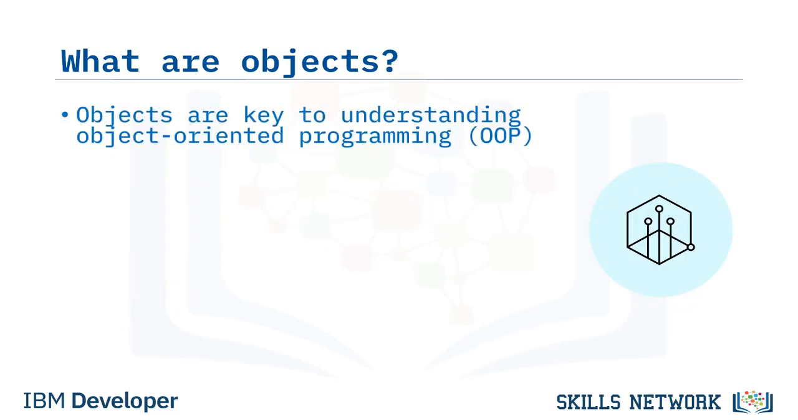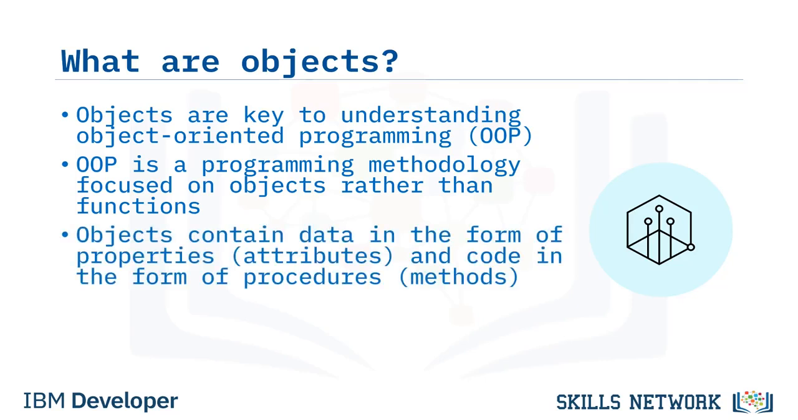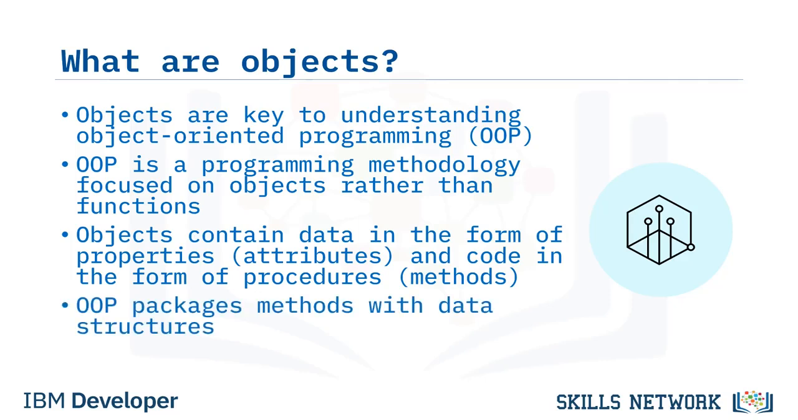Next, let's look at the concept of objects. Understanding what objects are is key to understanding object-oriented programming. Object-oriented programming, or OOP, is a programming methodology that is focused on objects rather than functions, which is what procedure-oriented programming is focused on. The objects themselves will contain data in the form of properties or attributes, and code in the form of procedures or methods. The key distinction between the two methodologies is that where procedural programming uses methods to operate on separate data structures, OOP packages them both together so an object operates on its own data structure.